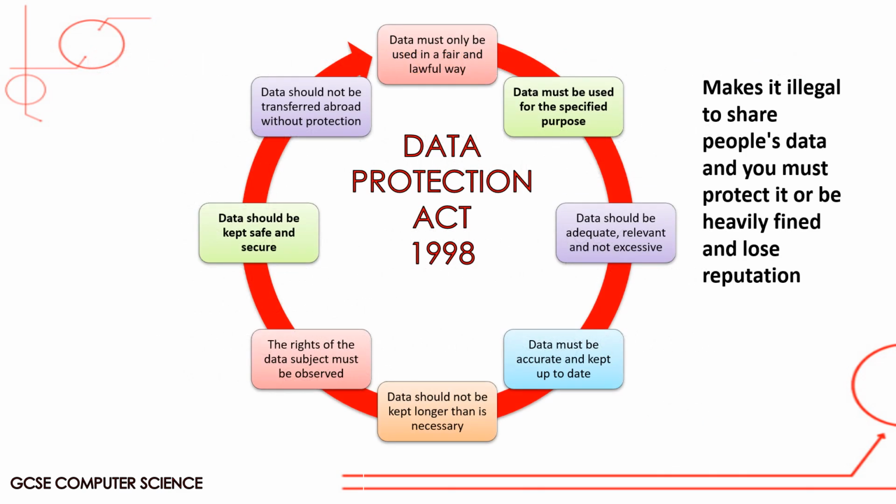Next is the Data Protection Act, which makes it illegal to share people's data, and you must protect it or be heavily fined and lose reputation. There are 8 principles for the Data Protection Act, but I recommend remembering at least 2 of them. The main one is that you need to keep data safe and secure. It is your responsibility to do that. And the other one is make sure that you are using the data for what you've said you're going to use it for. In other words, if you ask somebody for information about themselves and say that you're using it for a particular purpose, you can't then go and use it for something else.